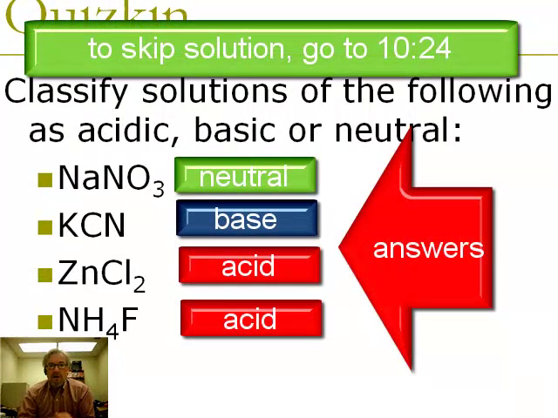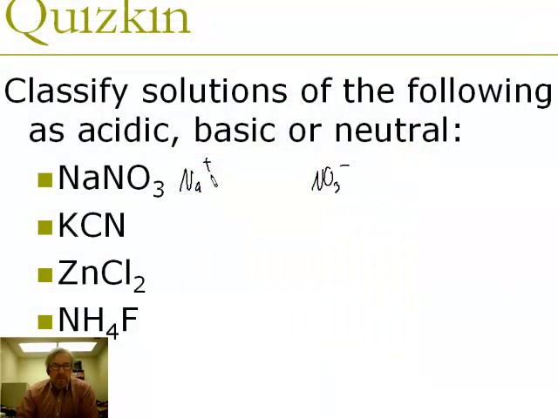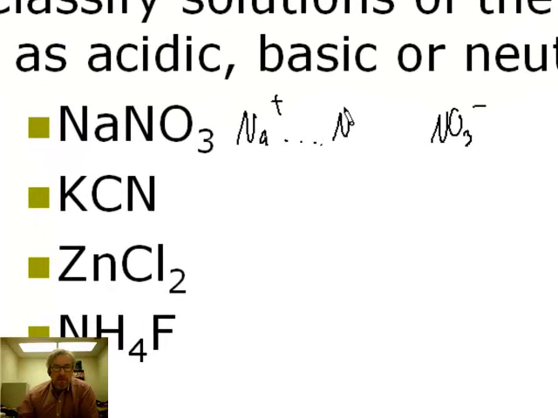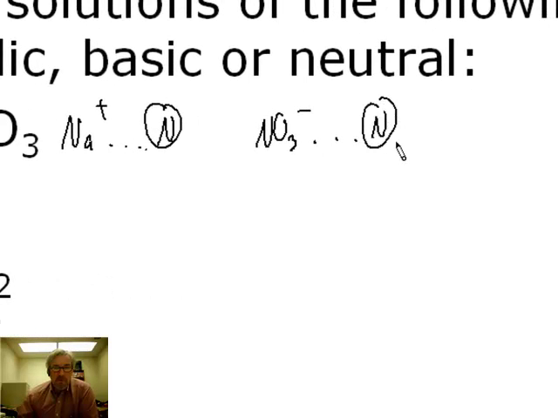Well, let's look at NaNO3. We'll split it up into cation, which is Na+, and anion, which is NO3-. Na+ comes from a strong base, NaOH, and so that means it contributes to a neutral solution. The NO3- comes from a strong acid, and so that means it also contributes to a neutral solution. So the overall result is NaNO3 solution would be neutral.